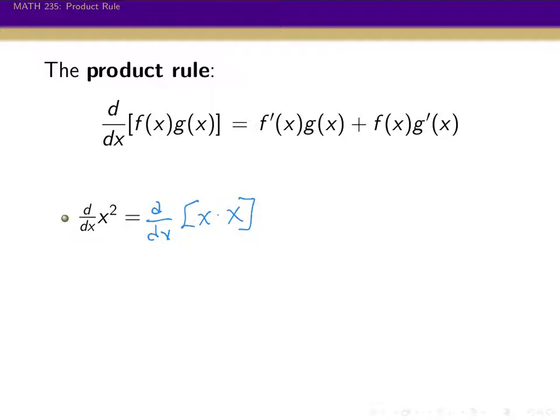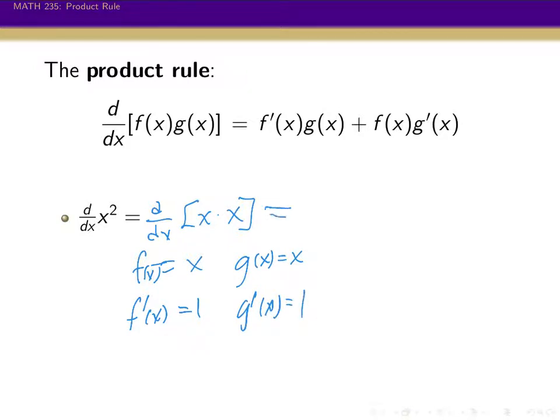And we know that I can set f of x to be x, g of x also to be x, and we know that the derivative of x by itself is 1. y equals x is a line of slope 1, and so the derivative of x is 1. g prime of x is also 1.